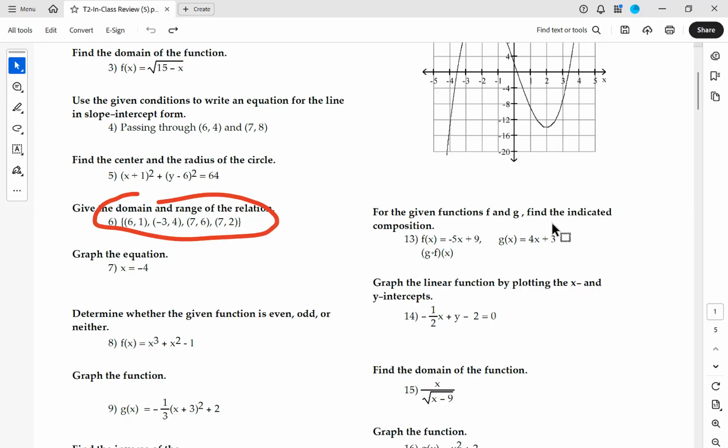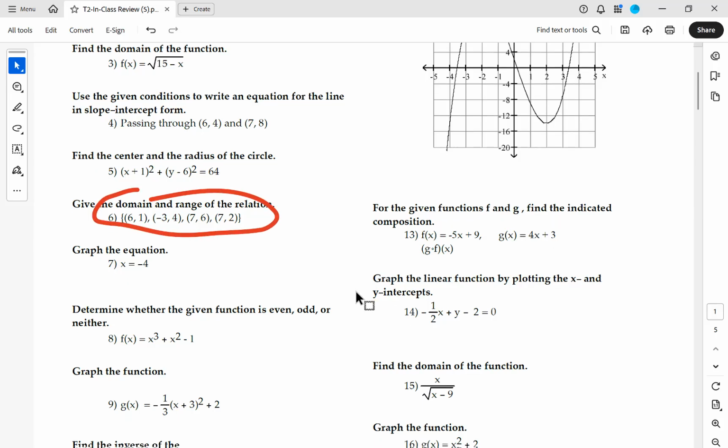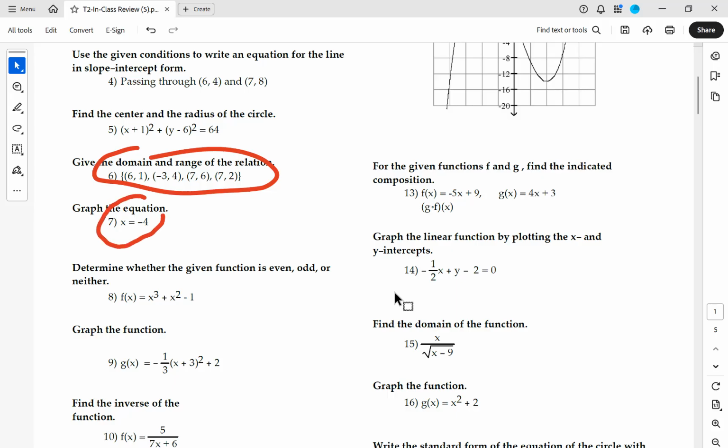Domain and range, don't really have anything I can think of to say about that. This one here, the graph, if it's x equals a number, then it is a vertical line going through that number. And the most common mistake I see with that, besides people just having no idea, is they think it is a horizontal line going through that number. Be sure you find a way to remember that it's a vertical line and not a horizontal line.